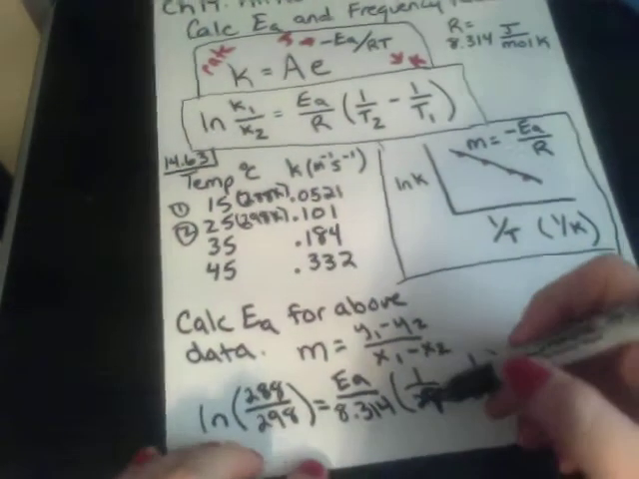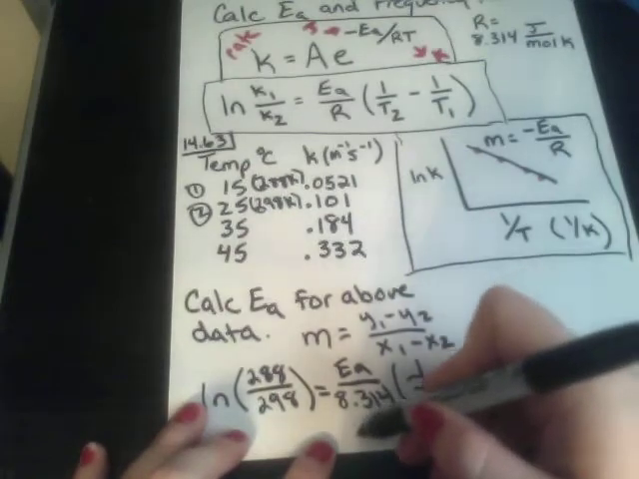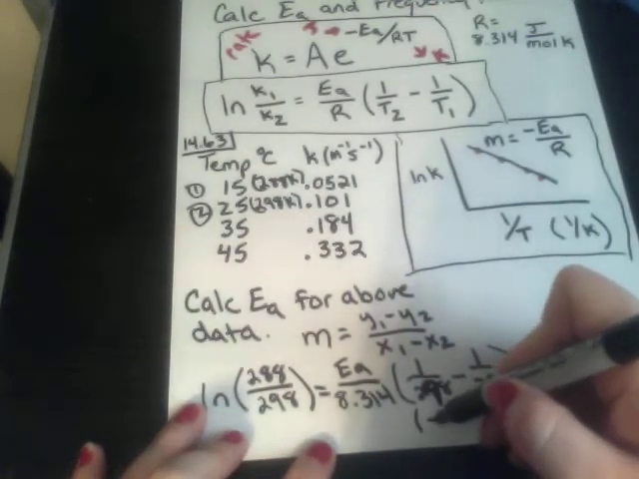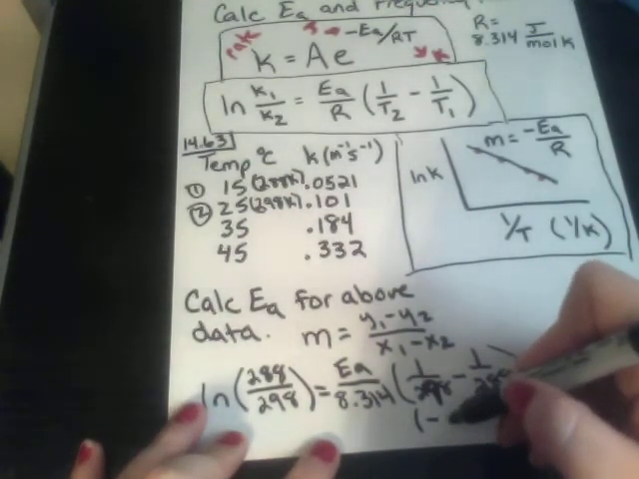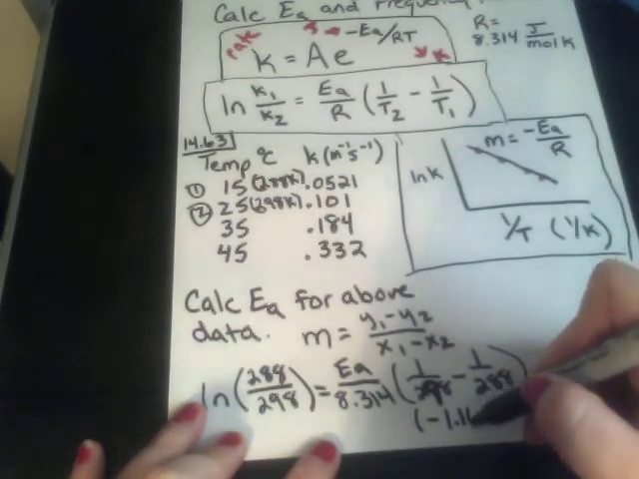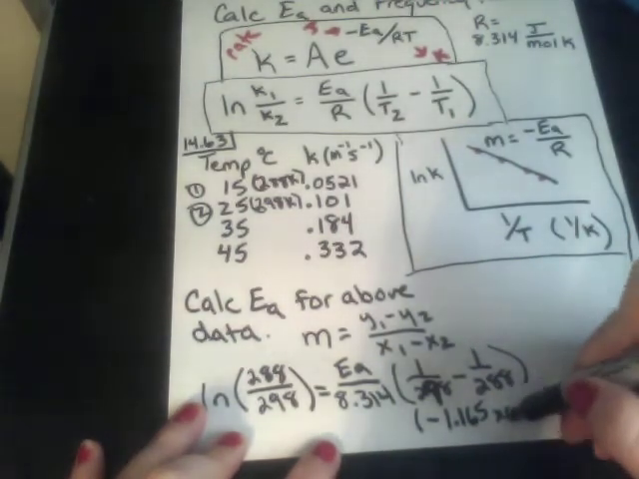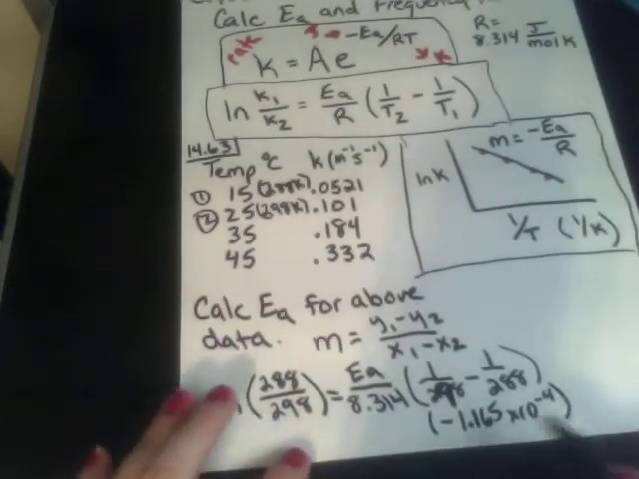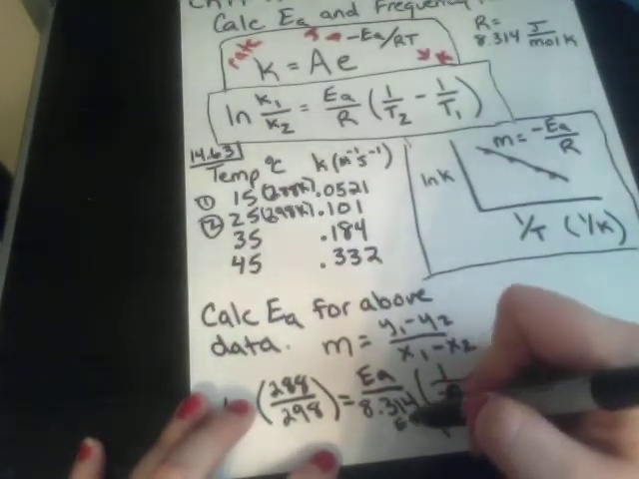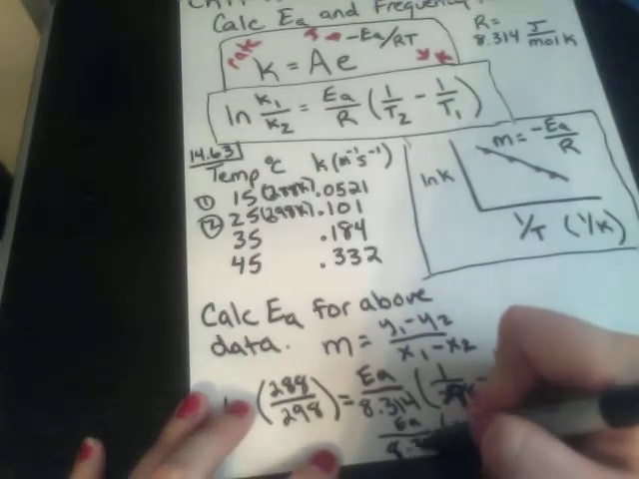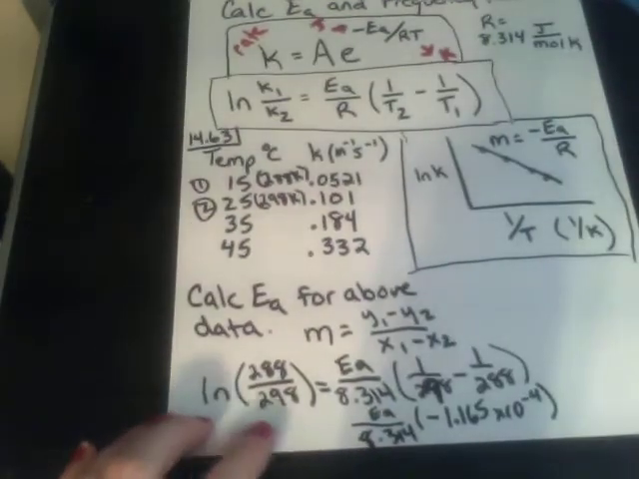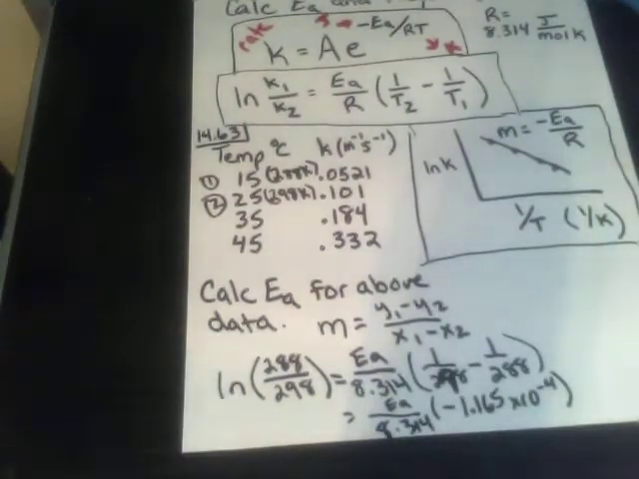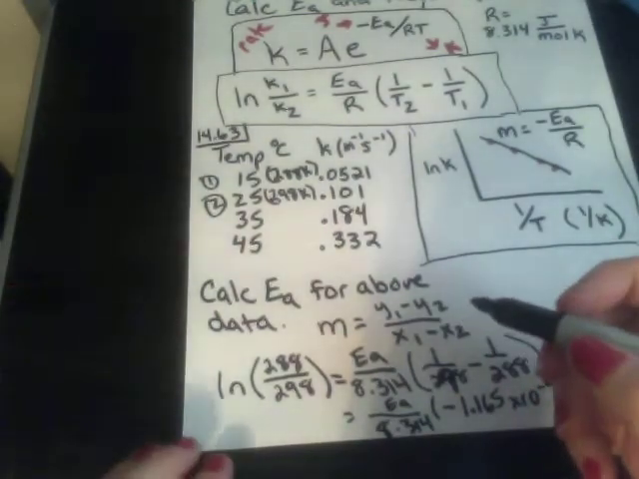I got negative 1.165 times 10 to the negative 4. So that's eensy weensy numbers, right? And then my E sub A over 8.314 is going to equal the ln of 288 divided by 298, so it's the ln of 0.96644.